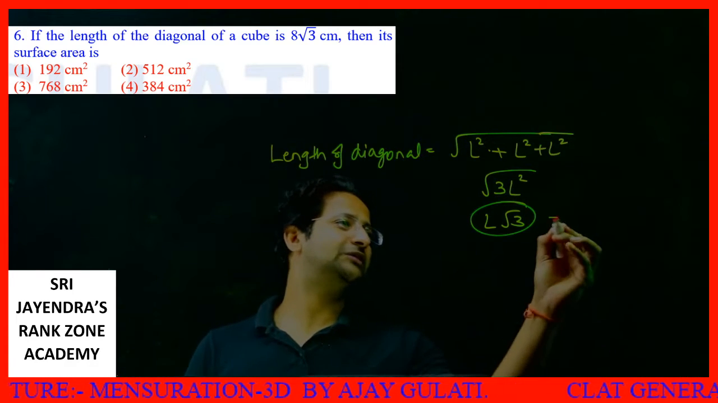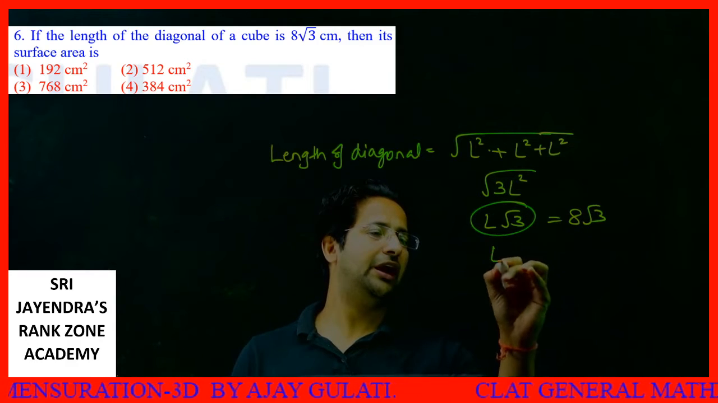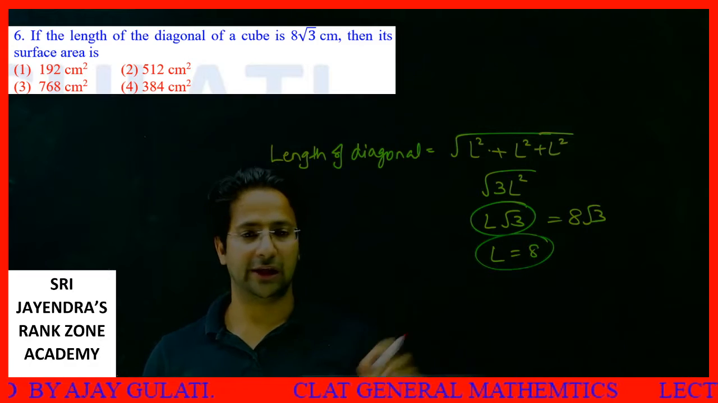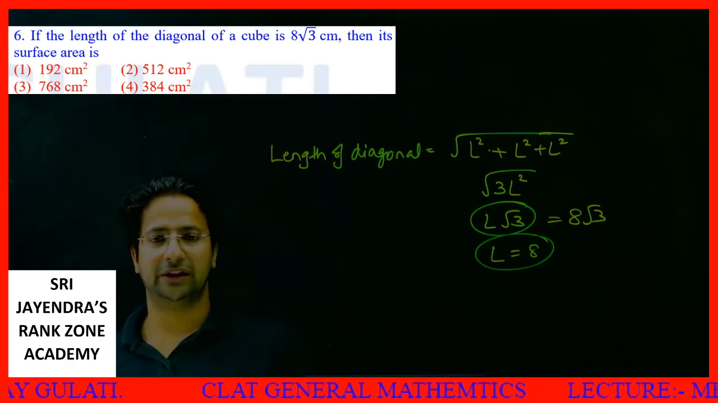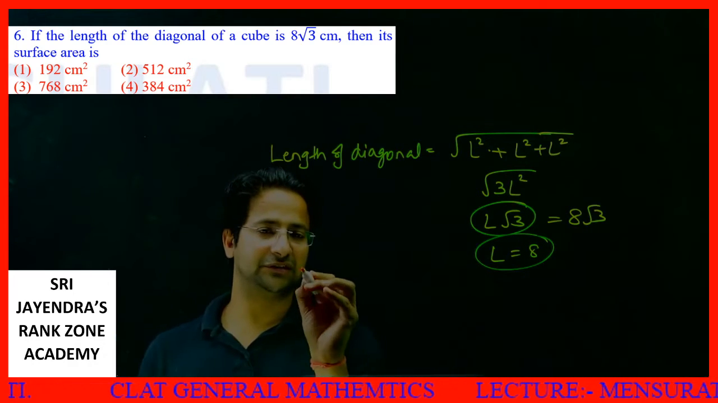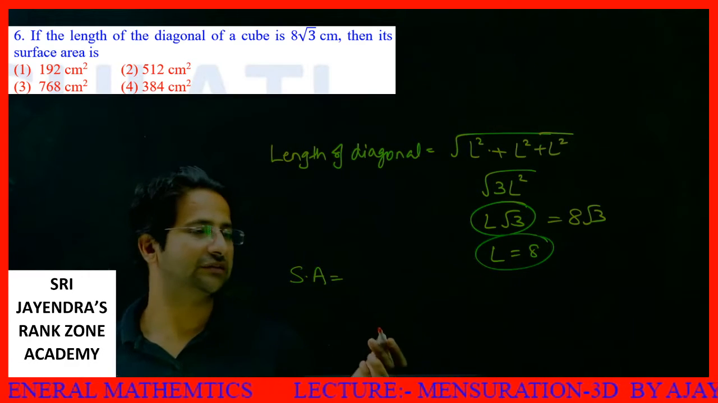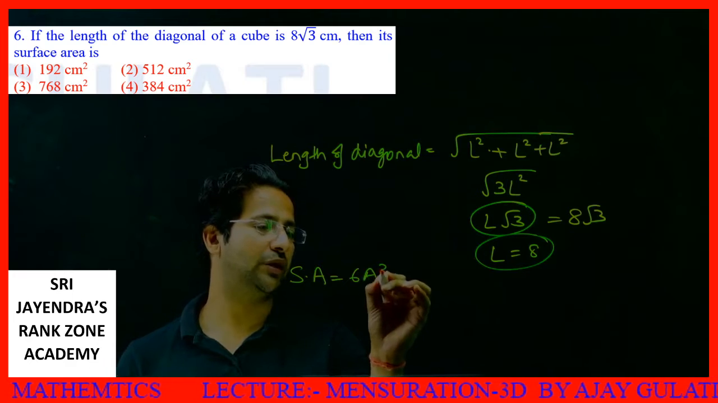This is given to us as 8 root 3. So L is equal to 8. That is, the length of the side of the cube is 8. Then its surface area is, what is the surface area of a cube, students? I'll take further questions on this also. Surface area of a cube is 6a square.